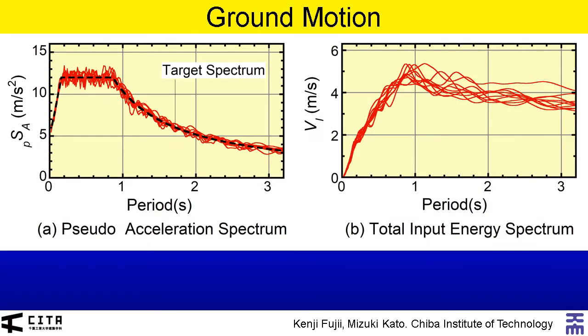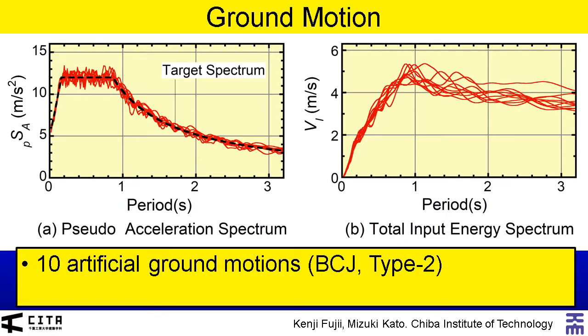Here shows the elastic response spectra of artificial ground motions used in this study. The pseudo acceleration spectrum is shown on the left, while the total input energy spectrum is shown on the right. In this study, 10 artificial ground motions are used for nonlinear dynamic analysis. The target spectrum for the generation of artificial ground motions is determined from the Building Standard Law of Japan. The scaling factors of the 10 artificial ground motions are set to 0.5 and 1.0.